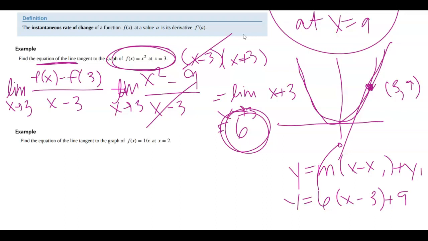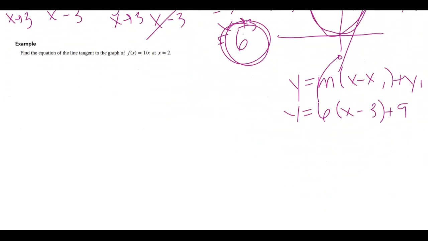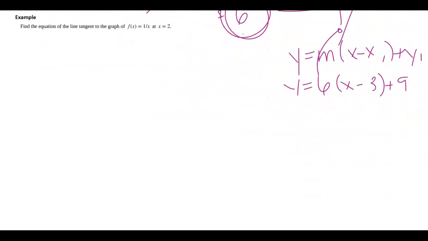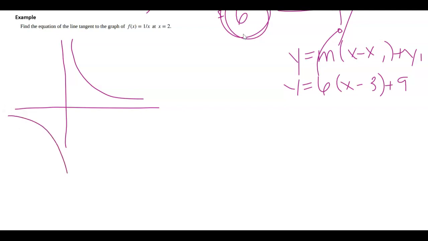All right, let's do another one here. Now I'm looking at 1 over x, and I want to find the equation of the tangent line at x equals 2. So that's (1, 1). Here's 2. And then what would that be? 1/2. And I want to find the equation of that line.